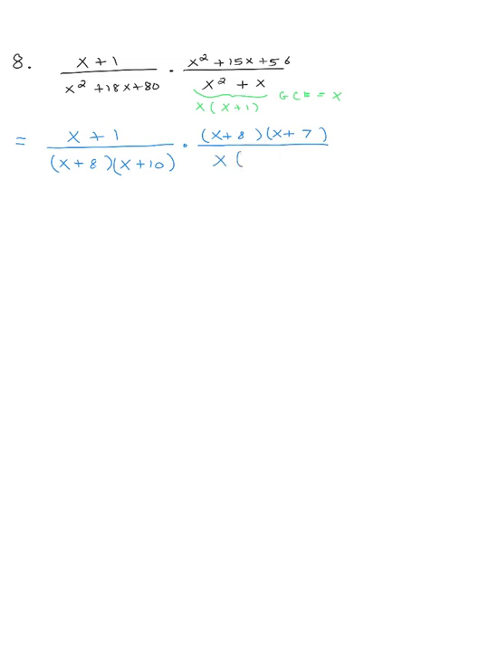And I already talked about the denominator, where you can factor out x and you're left with x times x plus 1. I'll put some parentheses up here though it's not necessary. But now the x plus 1's cancel, the x plus 8's cancel. That is all that I can do. And I'm left with x plus 7 in the numerator and x times x plus 10 in the denominator.